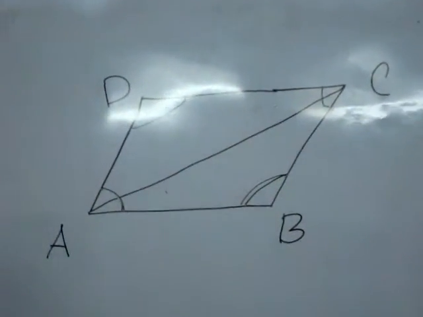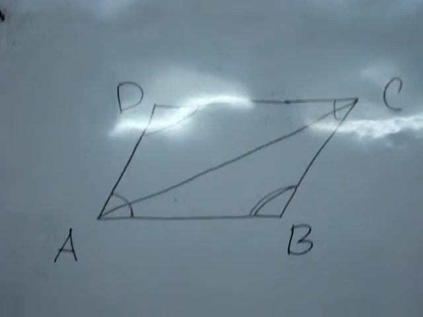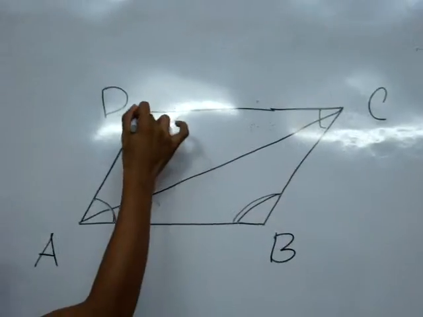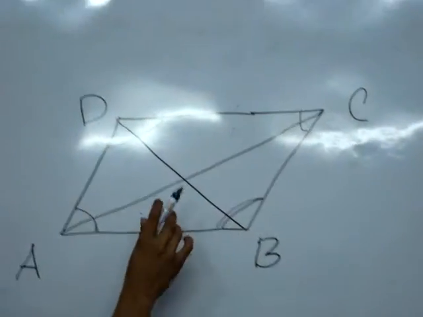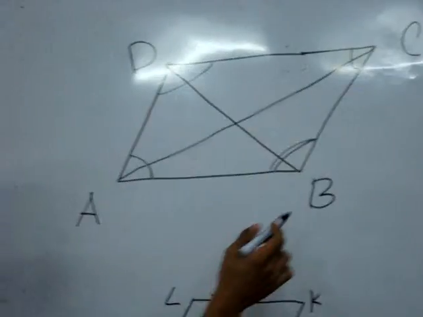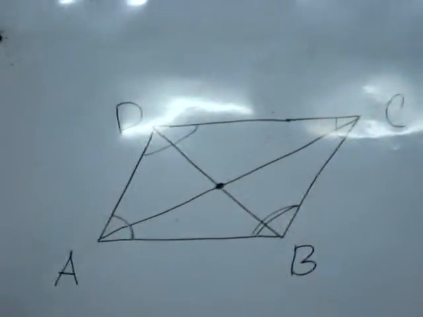Theorem 4-4. The diagonals of a parallelogram bisect each other. Here, if we have two diagonals, the diagonals of a parallelogram bisect each other, it means they have a point of intersection.